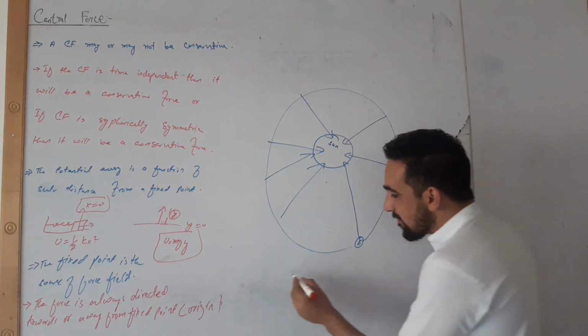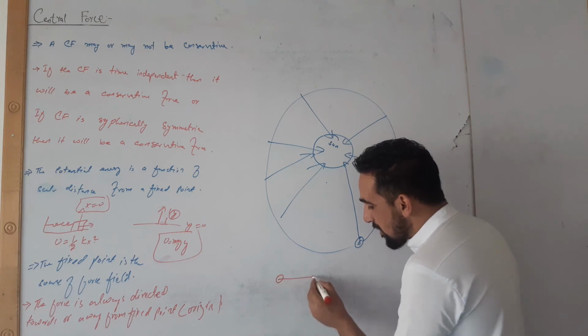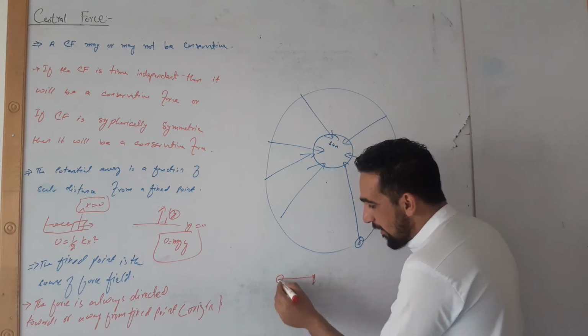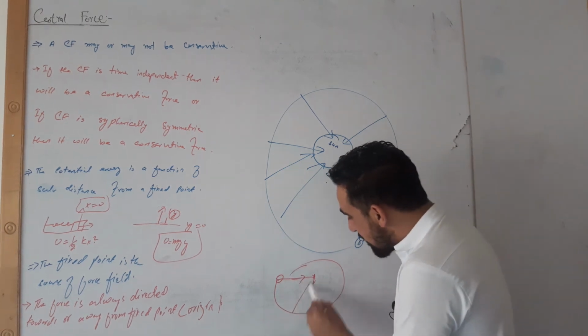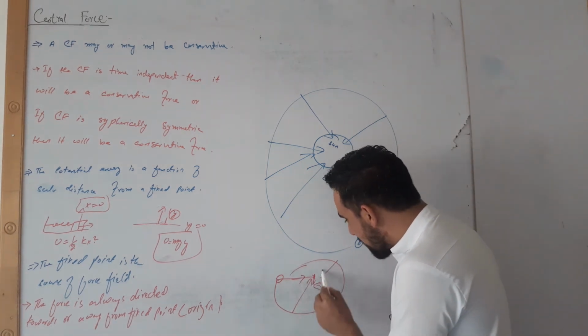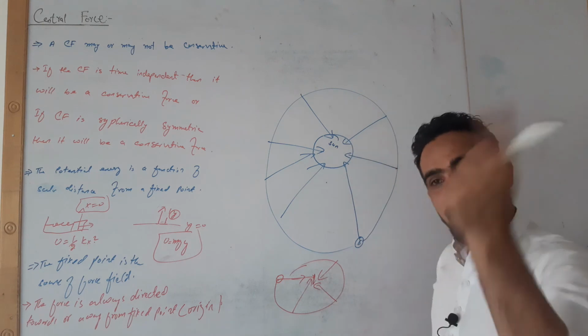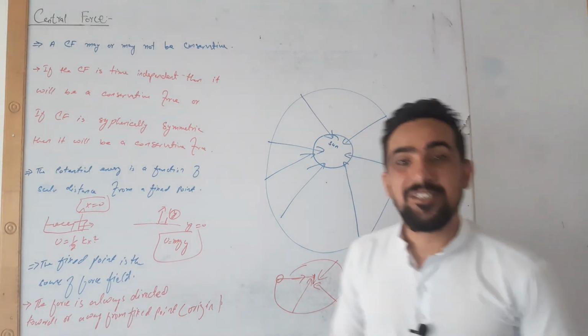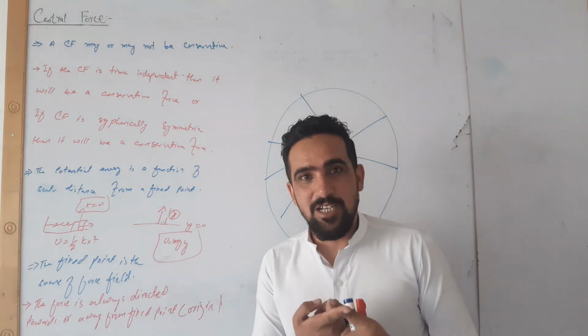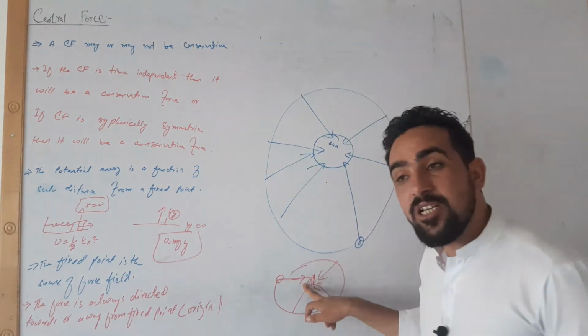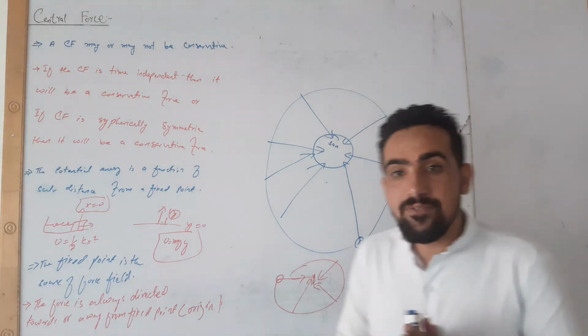Another example is if you tie a stone to a string and hold it in your hand and rotate it. Now in this case, the force is also directed towards the mean position, towards your hand, but the force is not a central force, because in this case you cannot derive the potential energy from a scalar function.